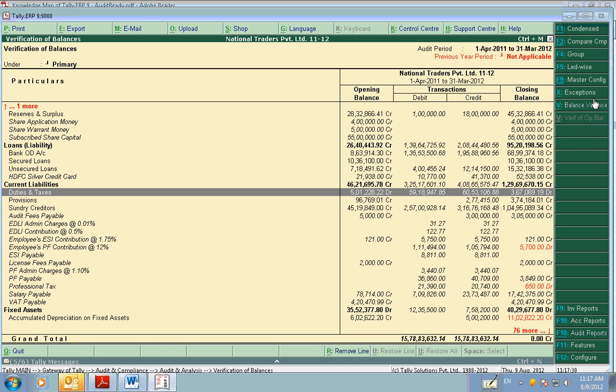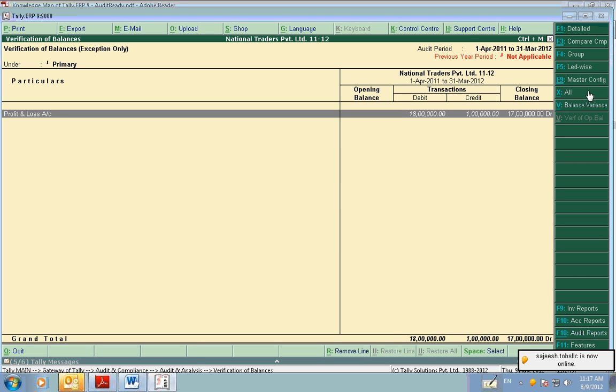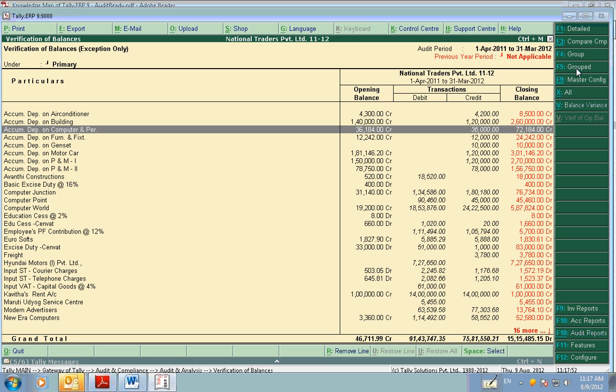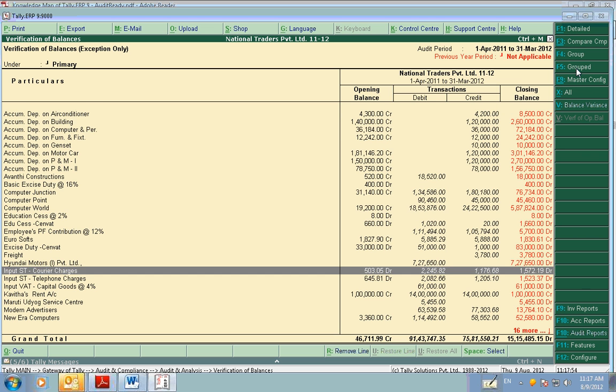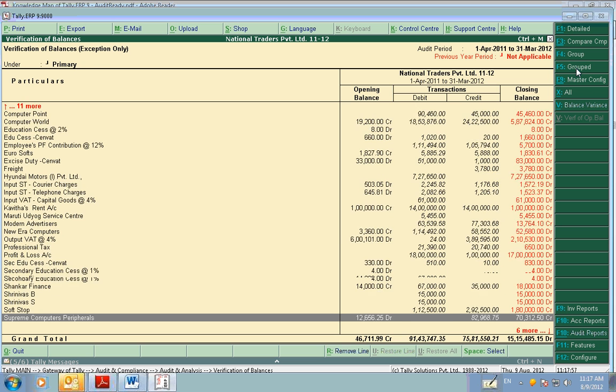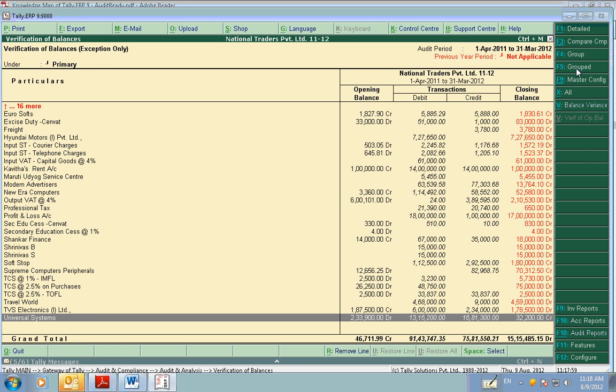So here we have an option, exceptions. We can just click here and check out these exceptions. So what exactly is this? If you check here, the profit and loss account shows a debit balance of 18 lakhs and a credit balance of 1 lakh, and what is this exactly, 17 lakhs? You can drill down to the ledger-wise details and check what has been debited to the entire profit and loss account and what this exact balance is. Here I'm not checking the entire 1 lakh transactions, correct? So Tally identifies what exactly this is.